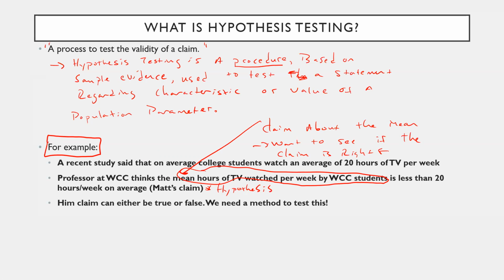All right, and that's what we're going to do in class today. We're going to actually test this hypothesis to see if it's true or false. My claim can either be correct or incorrect, so it could be true or false. We just can't say, oh yeah, you're right, Matt. We need a method to test that, and that's what we're going to learn today.